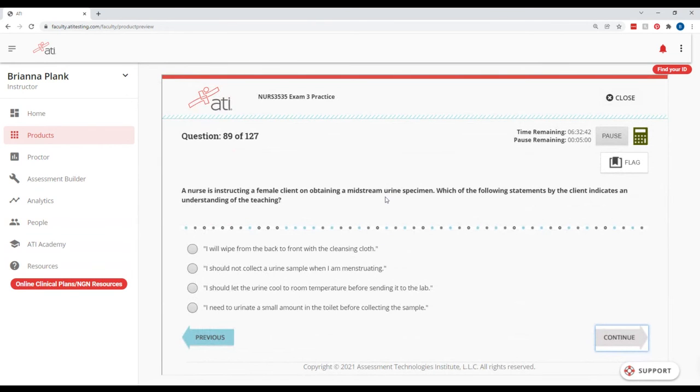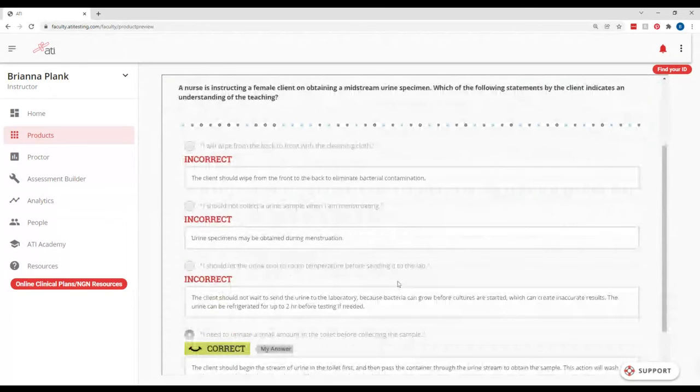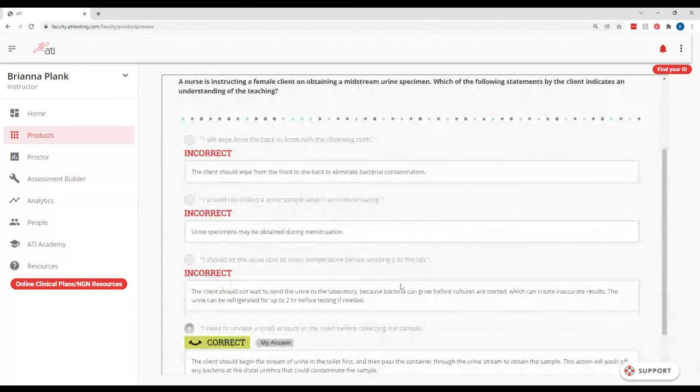Okay. We're gonna collect a midstream urine. How do I do that? Whenever we're doing midstream urine, we're gonna instruct the patient to urinate a little bit to clear out the urinary tract, and then they're gonna pee in the cup.